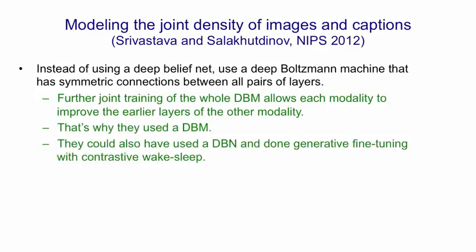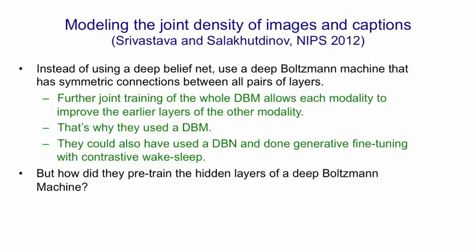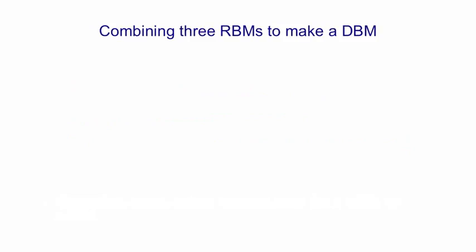They could have also used a deep belief net and done generative fine-tuning with contrastive wake-sleep, but the fine-tuning algorithm for deep Boltzmann machines may well work better. This leaves the question of how they pre-trained the hidden layers of a deep Boltzmann machine. Because what we've seen so far in the course is that if you train a stack of restricted Boltzmann machines and you combine them together into a single composite model, what you get is a deep belief net, not a deep Boltzmann machine.